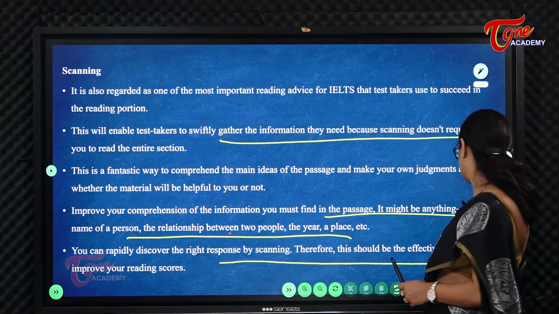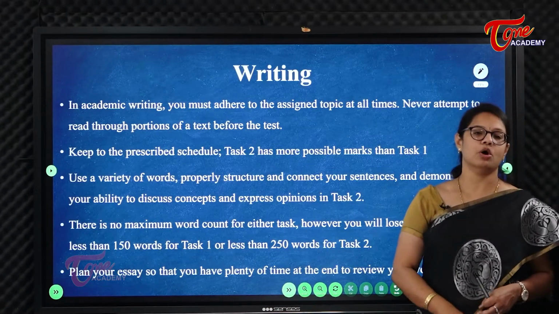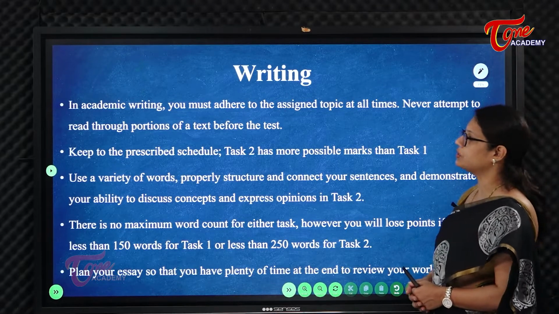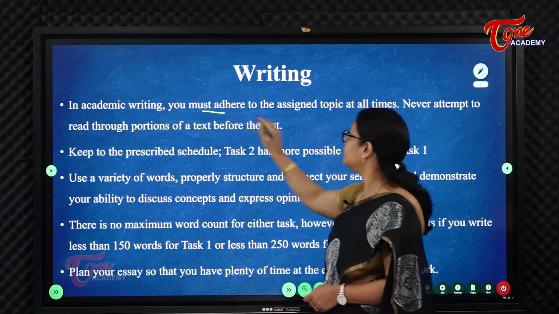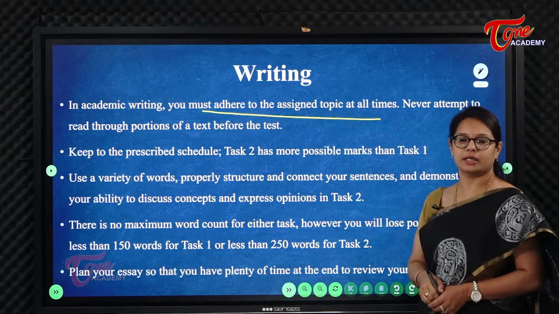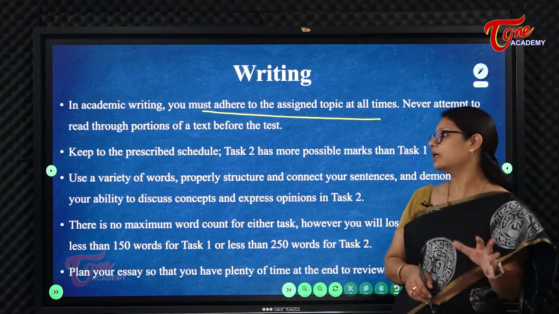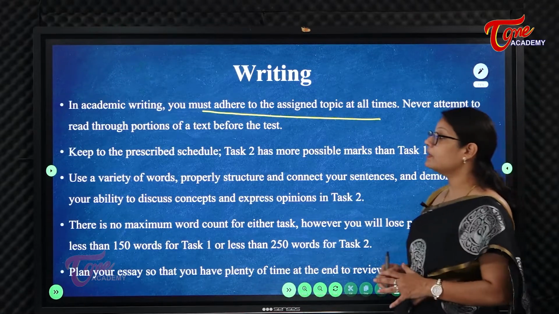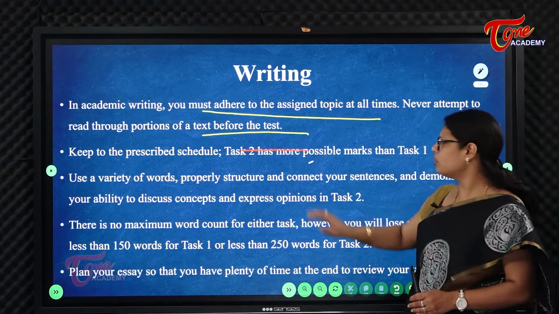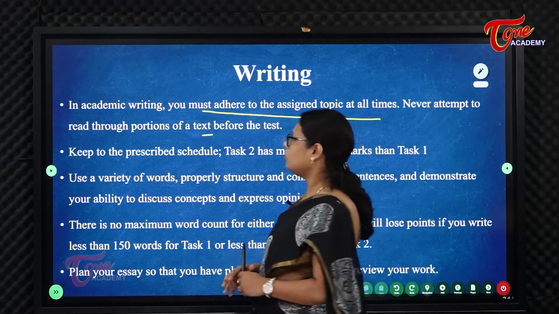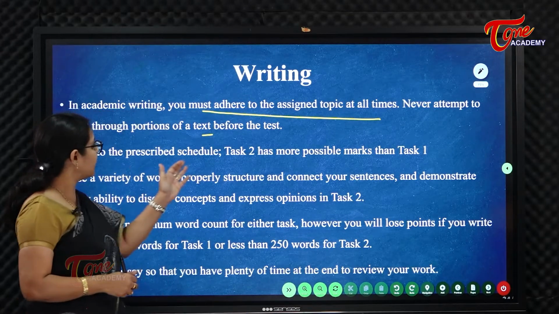That is scanning. Now, moving on to the next segment or module of the IELTS examination, that is writing. When you talk about academic writing, you must adhere to the assigned topic at all times. Do not write anything that is not related to the topic that is assigned to you. And never attempt to read through the portions of a text before the test. Don't read anything and don't go with a prejudged mind. All right? Keep prescribed schedules.